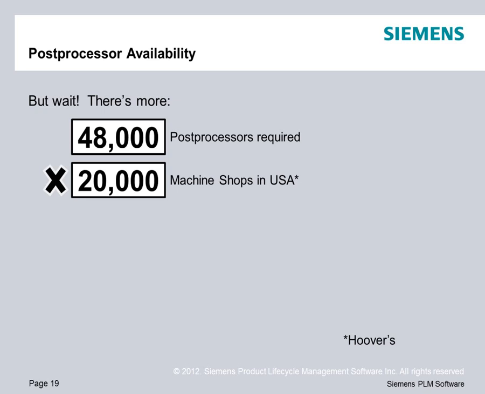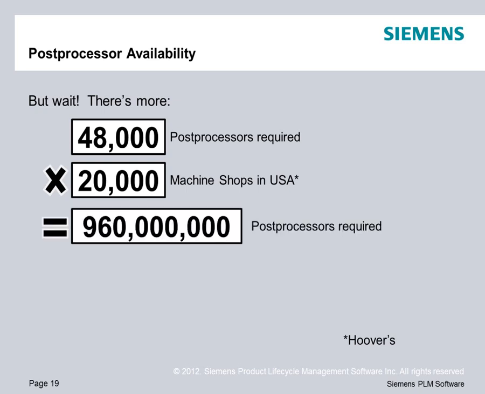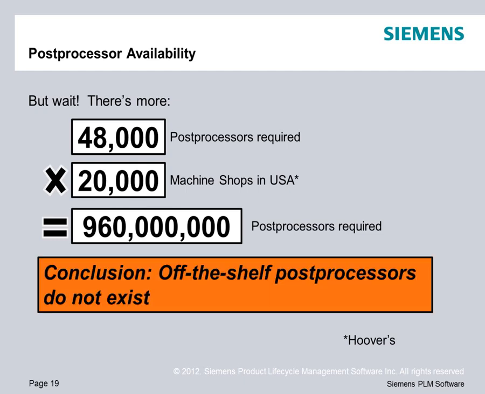Hoover's estimates that there's 20,000 machine shops in the United States. 48,000 times 20,000, 960 million post processors. So when somebody says they have an off-the-shelf post processor for every machine, I'm not so sure that's actually true.